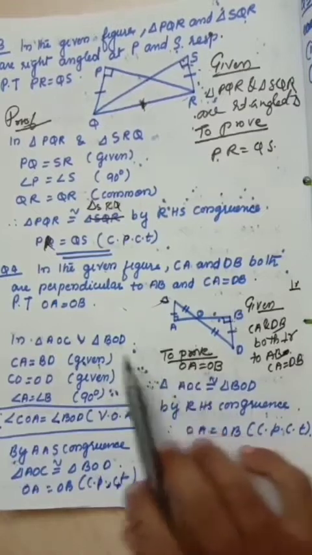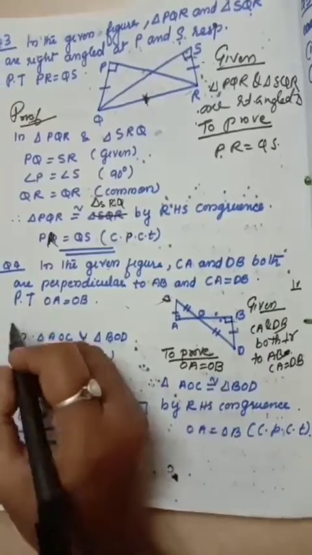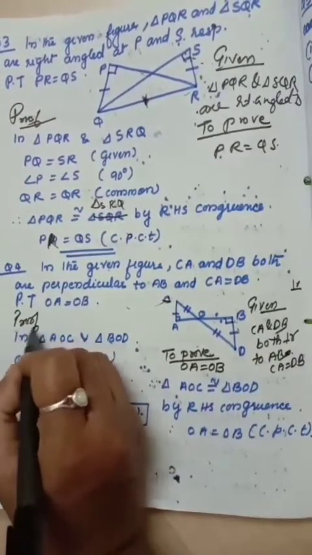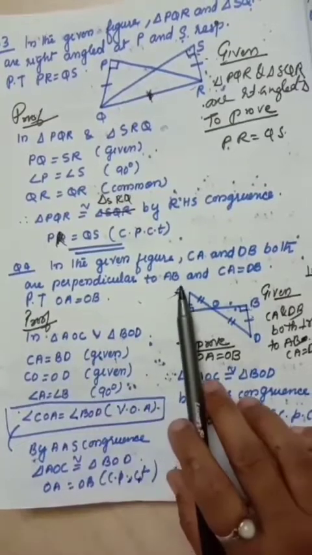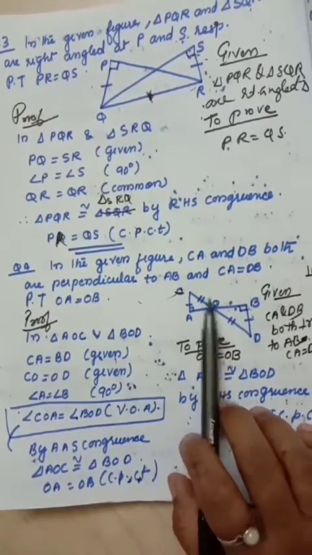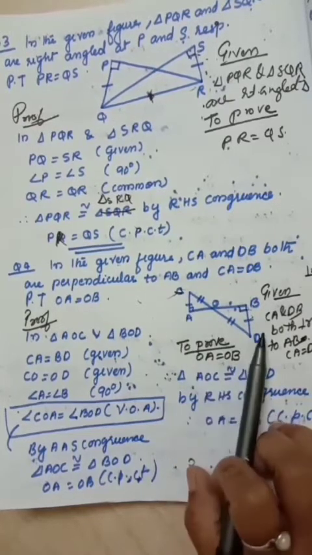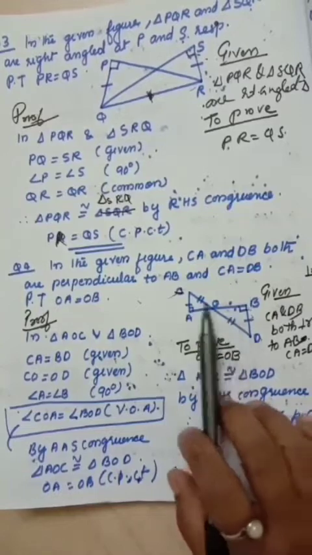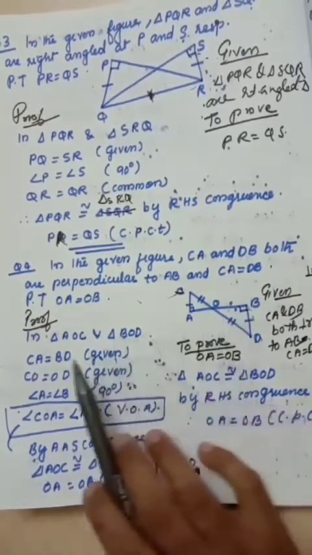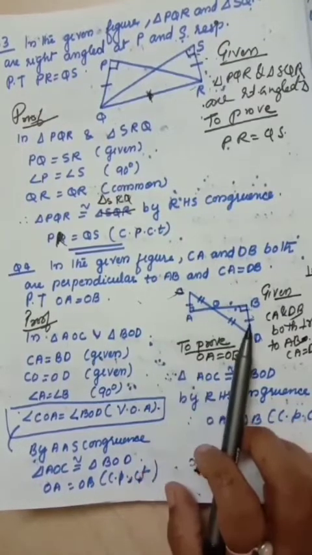What do you have to prove? OA equal to OB. These two steps are very important. After you prove it, that is called a proof. Okay, proof starting: in triangle AOC and BOD, two triangles in your hand. In the two triangles, CA equal to BD, given.